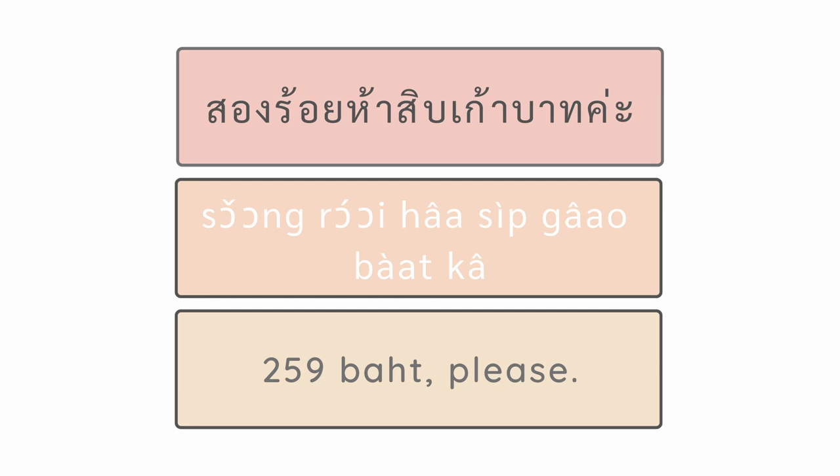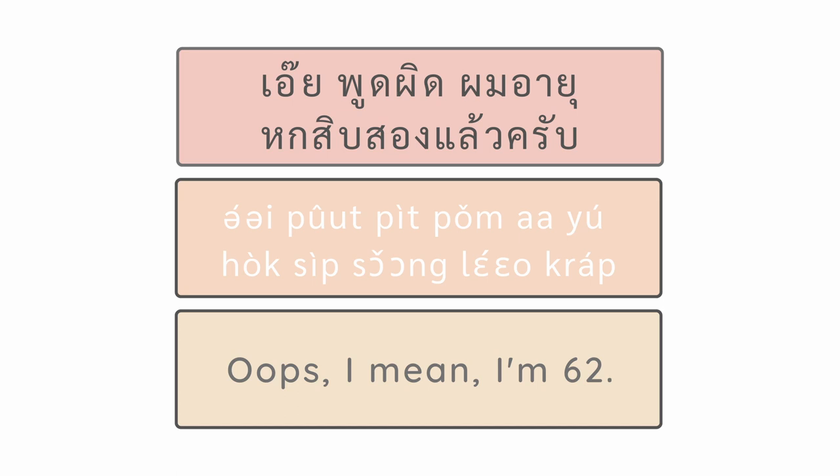259บาทค่ะ 259 baht please. 200, 250, 259. 259 baht. เอ้ยพูดผิด Oops I mean. เอ้ย Oops. พูด to say. พูดผิด I said wrong. ผมอายุ62แล้วครับ I'm 62. อายุ age.